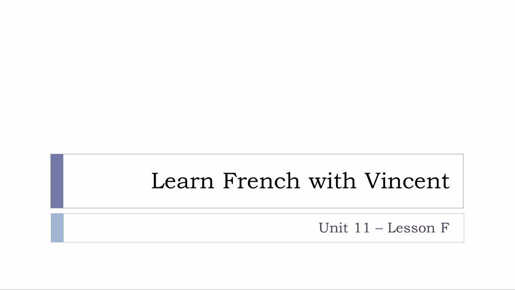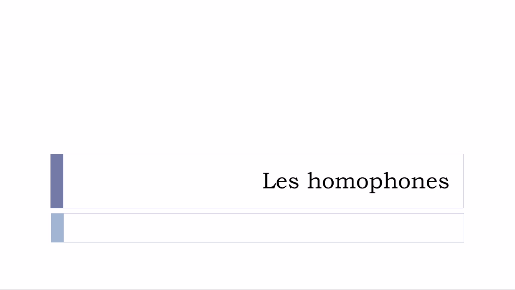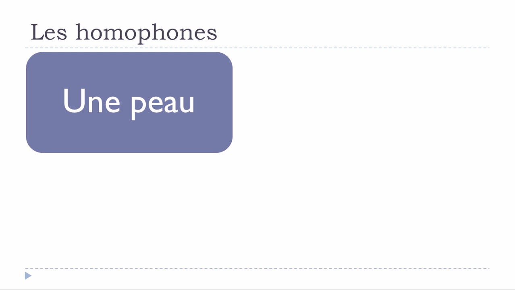Bonjour à tous and welcome to Learn French with Vincent, and this is Unité 11, leçon F. And in this lesson we'll finish our big thing with les homophones, so it's the fourth video covering this topic. Remember, les homophones, we're talking about words that are pronounced the same way but written differently, and of course the meaning is different. Okay, so we'll see 10 of them in this video. So let's start with the first one.